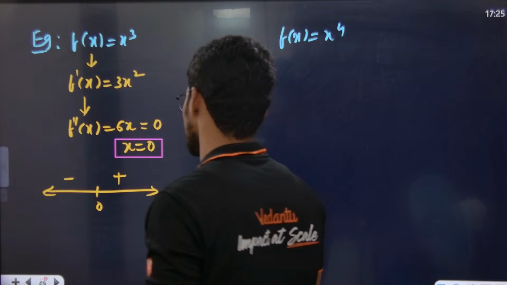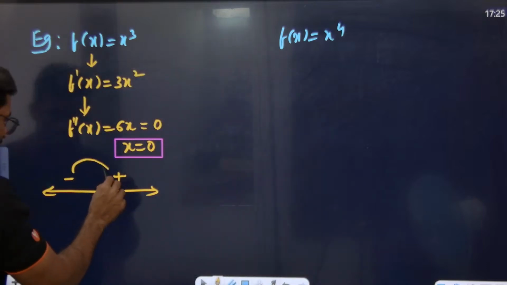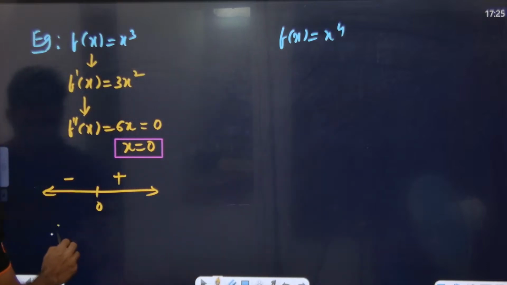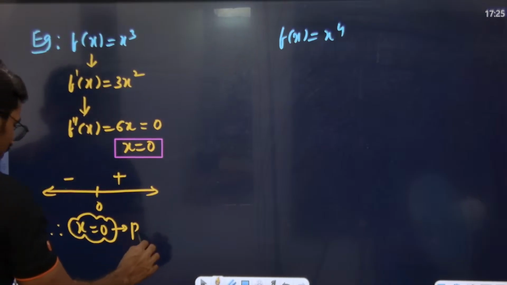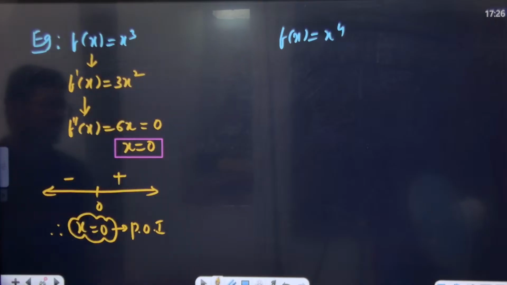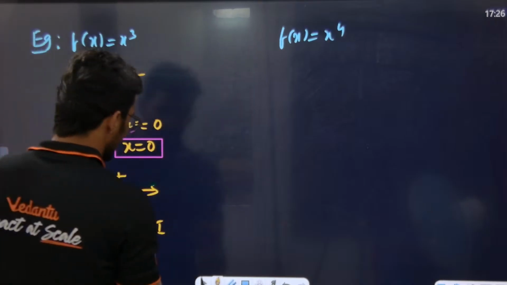I'll give an example. Sir, now therefore, look, it changes from minus to plus, it changes from minus to plus. Therefore x is equal to 0 is what? Point of inflection, point of inflection for this. Do you understand? Sir, what do you mean by this? Sir, please explain graphically.